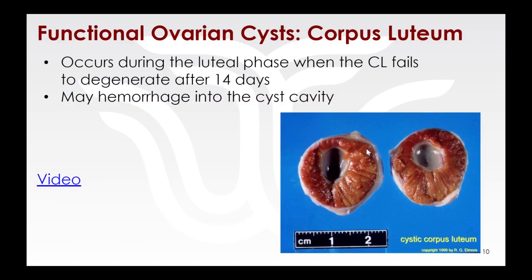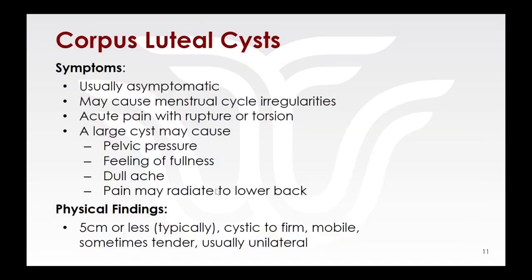Another functional cyst is the corpus luteum. So that typically will start in that second half of the menstrual cycle. Another video here about corpus luteal cysts. As it degenerates, there may be some bleeding into the cyst cavity that the sonographer will be able to tell you about as well. Again, not typically symptomatic. Cycle irregularities, acute pain with rupture, torsion. So pretty much the same physical findings.